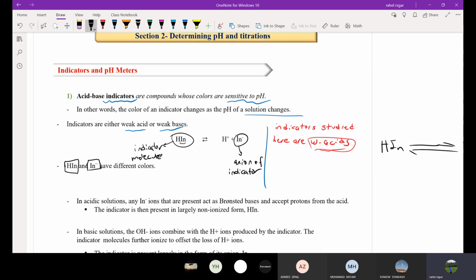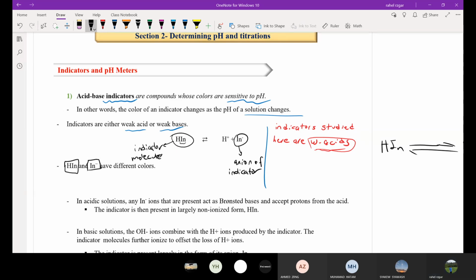So if the amount of HIN is more, there will be a color. If the amount of IN is more, there will be another color.